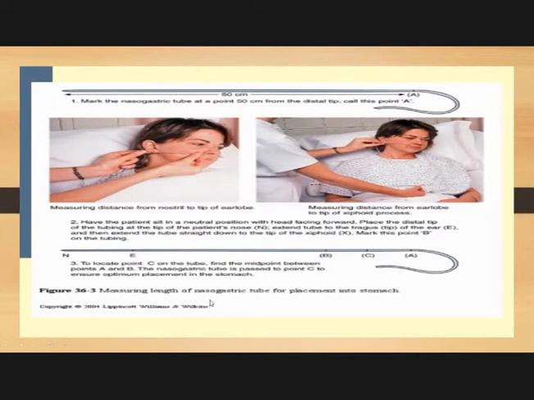Measure the length of the nasogastric tube for placement into the stomach. If you are placing into the stomach, measure like this: tip of the nose to the earlobe and earlobe to the xiphisternum.